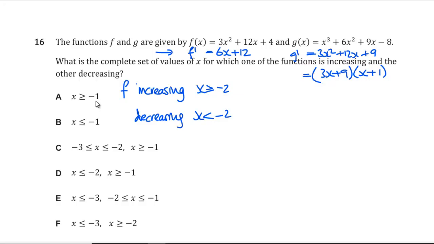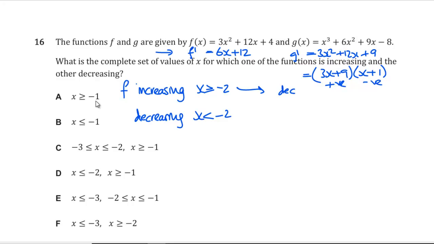So if this is greater than or equal to -2, so if this thing's increasing, we want this to be decreasing. If it's greater than or equal to -2, this one's going to be positive regardless. So we still need that to be negative.